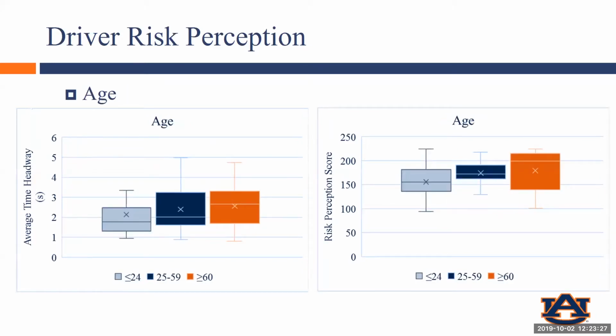For the age, for those less than 24, younger drivers tend to select shorter time headway. For the mid-age, a little bit of increase, and the senior drivers increase even more. And the risk perception score also shows the same trend.